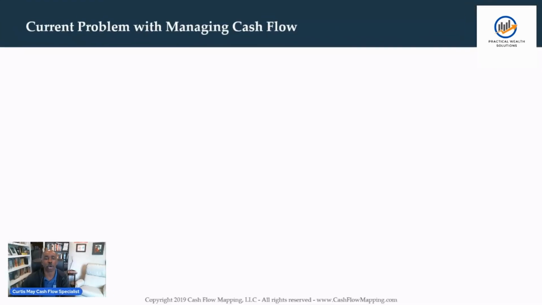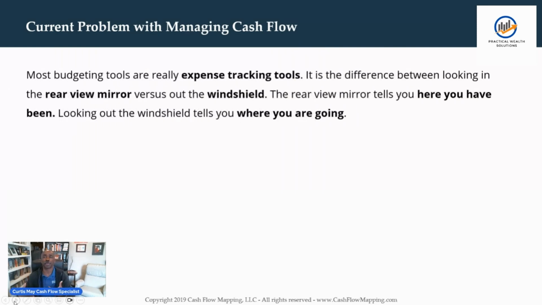So let me kind of illustrate that. Here we go. All right. So here's the current problem with managing cash flow. We call this tell your money where to go instead of asking where it went. Okay. And so what's going on here, see, most people are budgeting. You have all these budgeting tools. They're really just, and I'll do another one on business, but even your P&L is a budgeting tool, and at best what they're doing is looking at history.